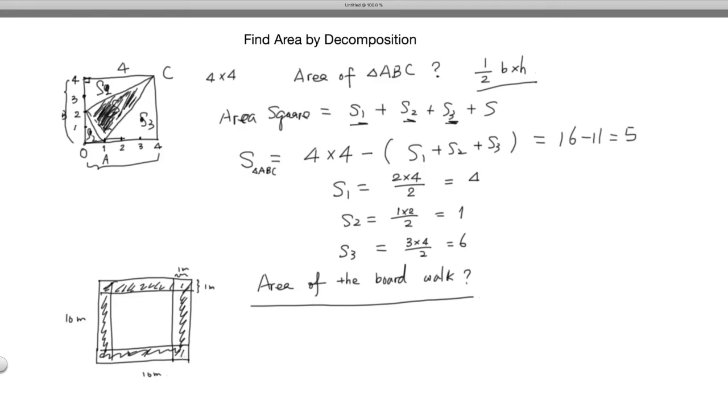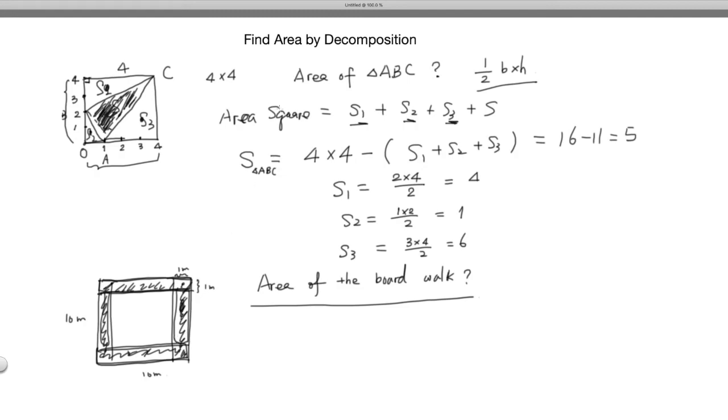Now, of course, you can calculate this area by decomposing it into a bunch of rectangles. For example, you can calculate the area of this rectangle plus the area of this rectangle, and then plus these two rectangles. Just be careful that you don't overlap, right? Because all the corners are overlapped. So you can do it that way.